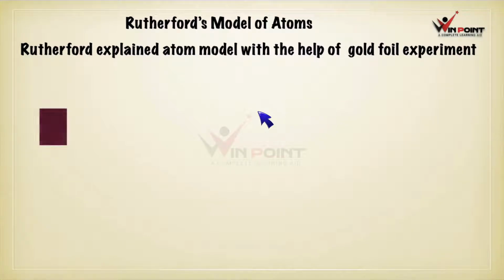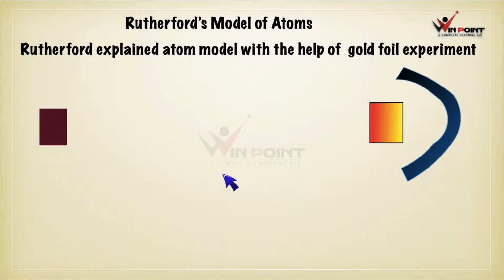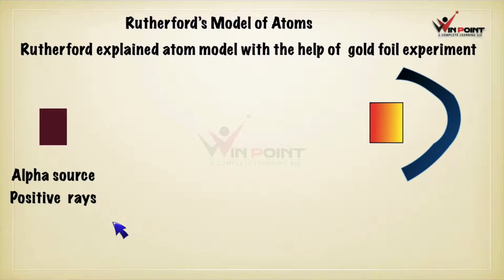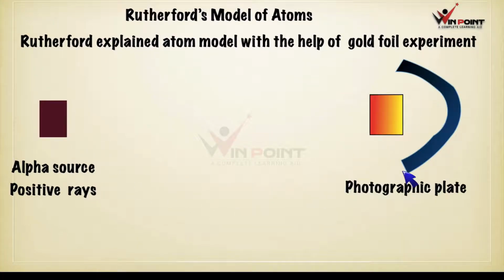He used an alpha source. It is gold foil and it is a photographic plate. Alpha rays are rays which have a positive charge. These are positive rays. The photographic plate will indicate the presence of rays. We cannot see the alpha rays, but we can identify the presence of alpha rays with the help of this photographic plate.